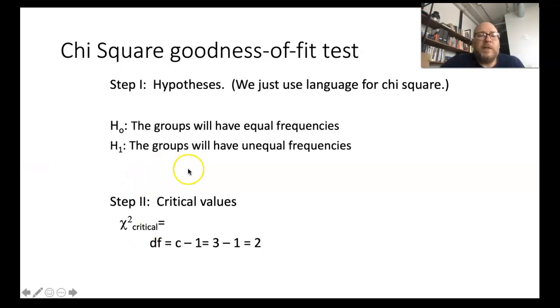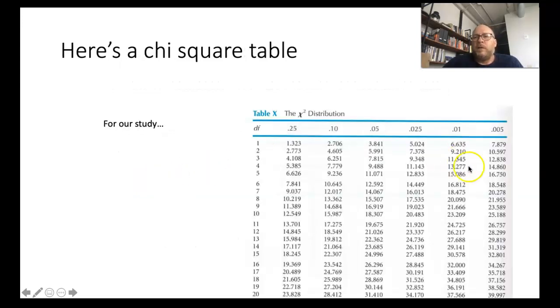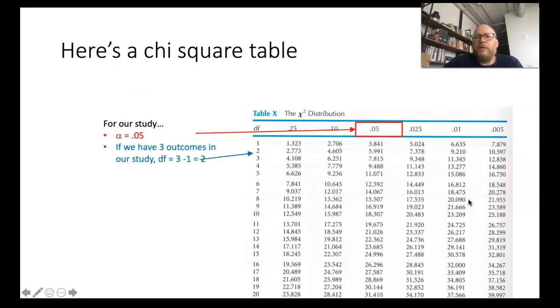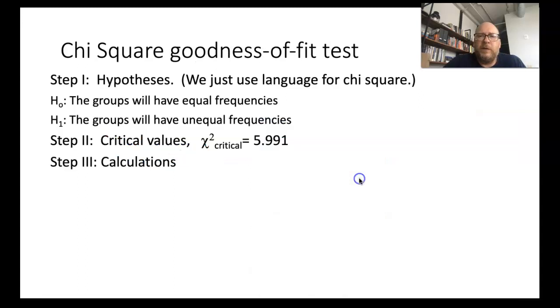You probably won't be surprised that there is a table for this. The table looks like this right here. For our study, we're going to use 0.05. We have 2 degrees of freedom. We wind up with 5.991. Okay, so that's our chi-square distribution value. All right, I had to make a little room here. So our critical value is 5.991.